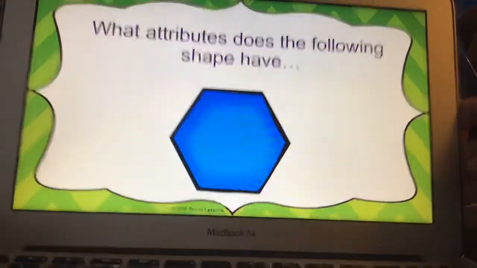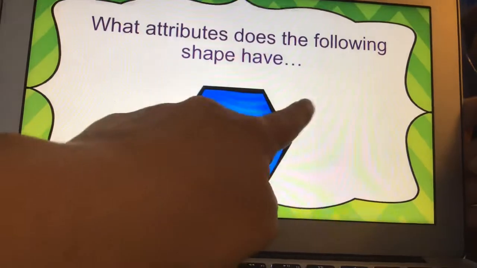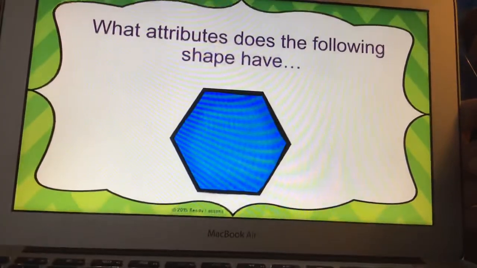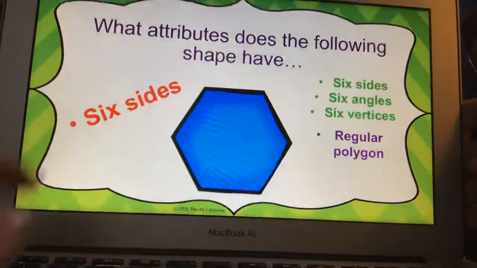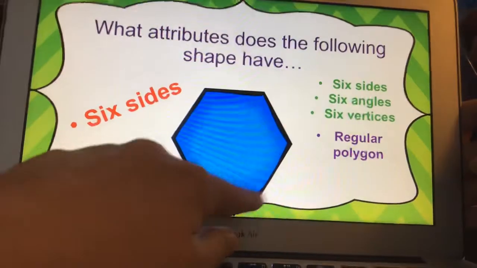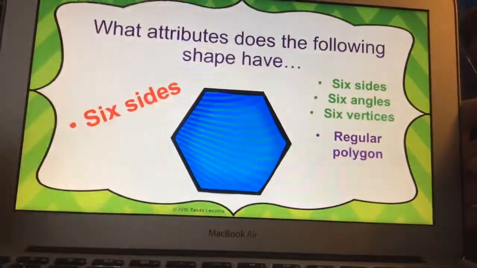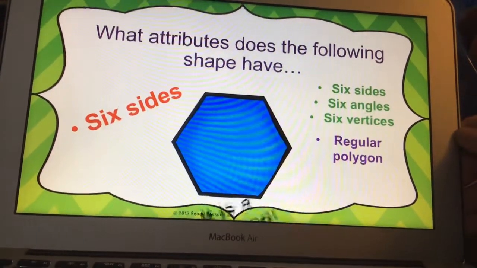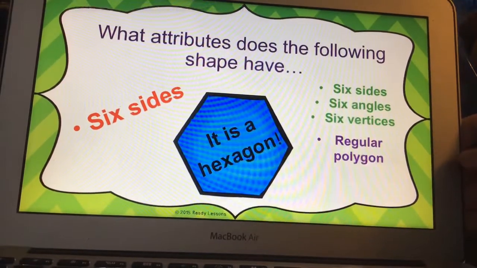Okay, so before I even pull up the notes, this side, let's count the sides. 1, 2, 3, 4, 5, and 6. So I can tell right now this already has 6 sides. So that means it's going to have 6 angles and 6 points or vertices. All the sides are the same length, so they must be a regular polygon. This is called a hexagon. 6 sides is a hexagon.